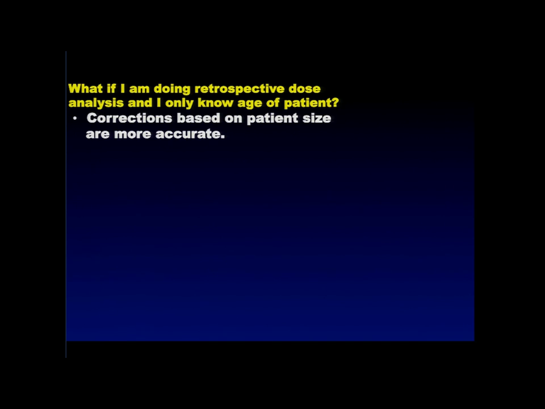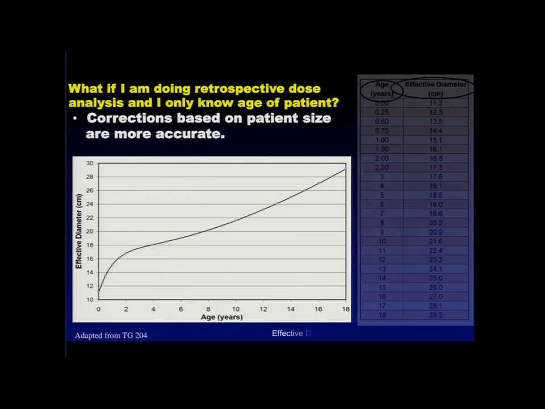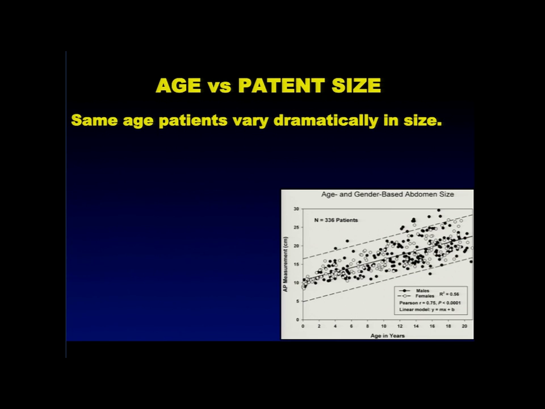Now, what if I don't know the size of the patient, but I know the patient's age? Can I use age? Well, I can. This is actually in the report. It gives you effective diameters as a function of age. And there's a table in here to make the corrections, but I saw some people shaking their heads no, and they're correct. You really shouldn't do this.